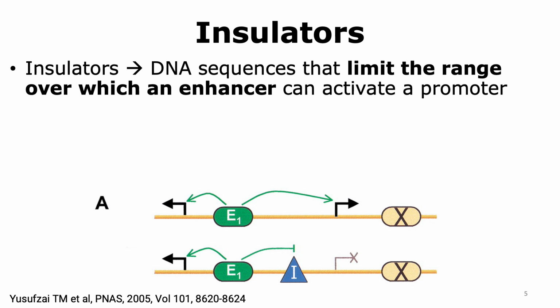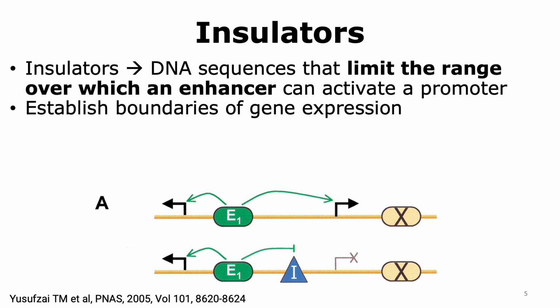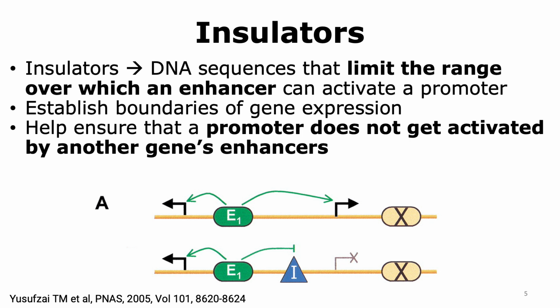We're now going to look at another DNA sequence called an insulator sequence. Now, these DNA sequences limit the range over which an enhancer can activate a promoter. They can establish the boundaries of gene expression, and thus the insulators help ensure that a promoter does not get activated by another gene's enhancers.